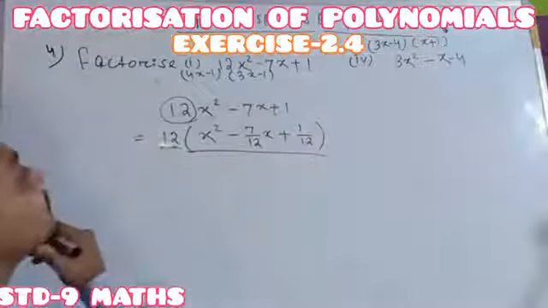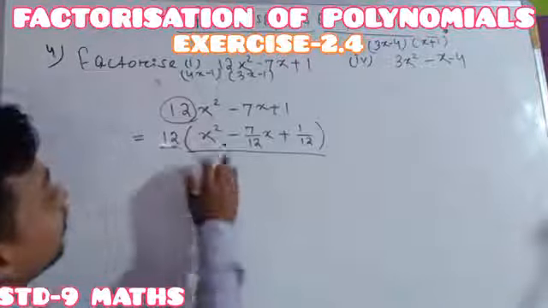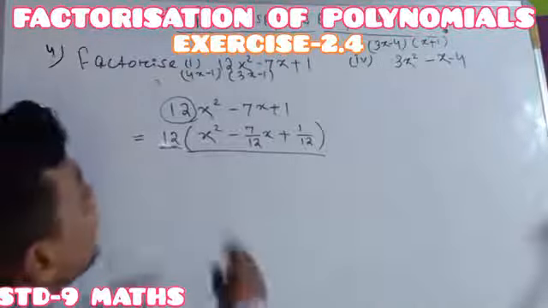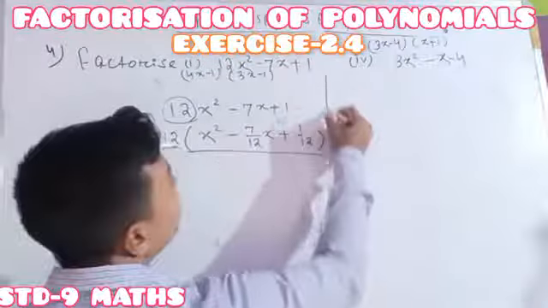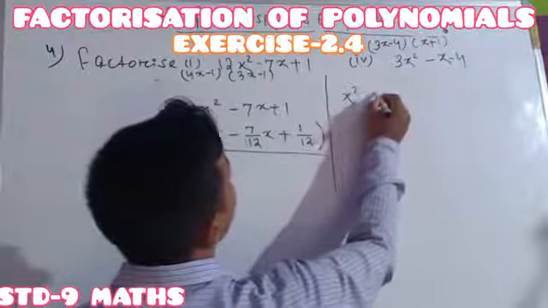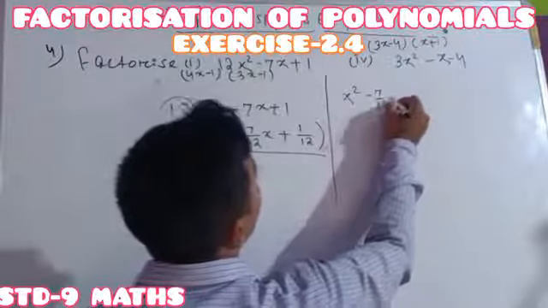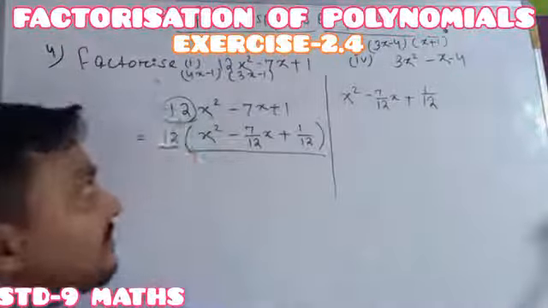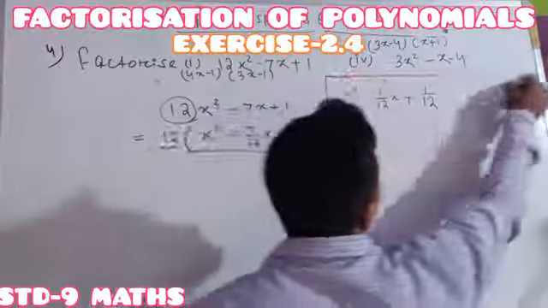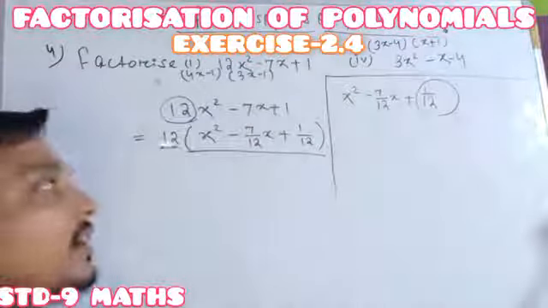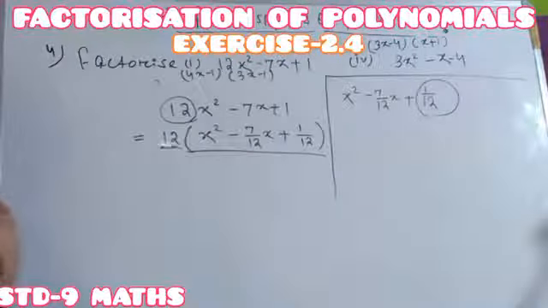Okay, so our first priority is we have to factorize this one. First we have to factorize this one. Which one? This one. It means, within the bracket it is our x square minus 7 by 12x plus 1 by 12. Ready? Here the last one is our constant term. Last one is our constant term. The constant term is our 1 by 12.